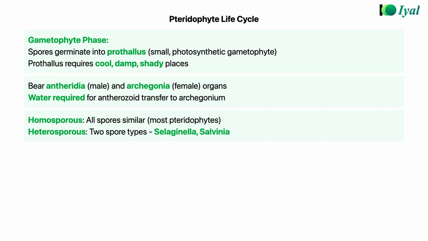What's really interesting is that in these heterosporous pteridophytes, the female gametophytes are retained on the parent sporophyte for variable periods, and the development of zygotes into young embryos takes place within these female gametophytes. This is actually a precursor to the seed habit, which is considered a really important step in plant evolution.